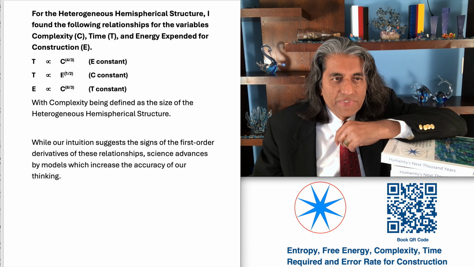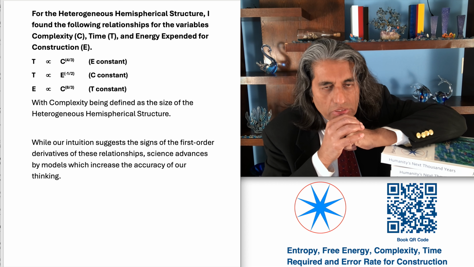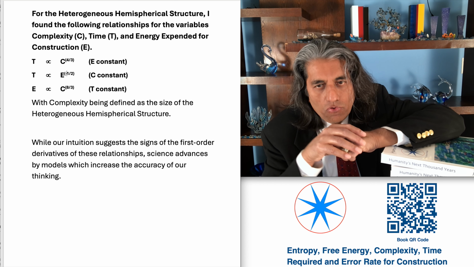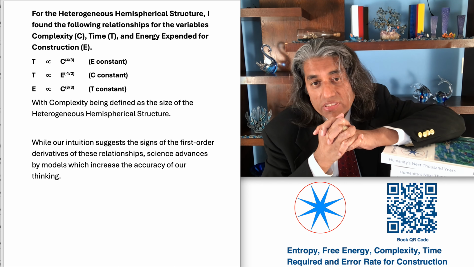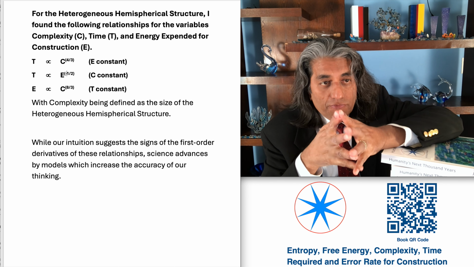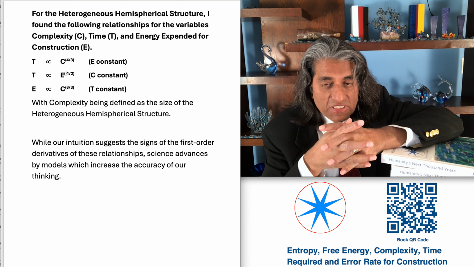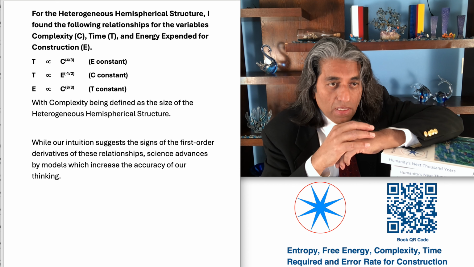I forgot to put a negative sign here. Time has to be proportional to the negative root of energy. So if you spend more energy, you can do the construction in less time. That negative is probably missing in the paper, which is there in SSRN. If you get the paper, you should just keep that in mind.